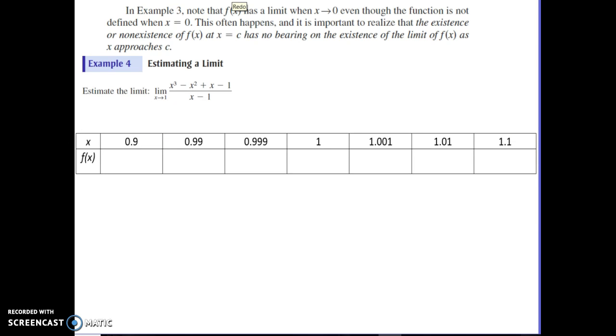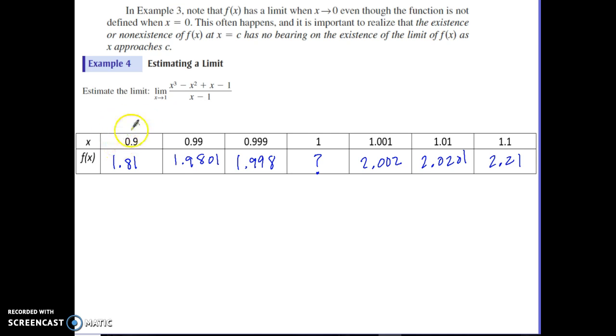Okay, so looking at another limit, we have the limit as x approaches 1 of x to the third minus x squared plus x minus 1 all over x minus 1. So we're going to look at this using a table again. So go ahead, pause the video, try evaluating this limit, see if you can figure out what the function is going towards. Alright, so here I have my table filled in.